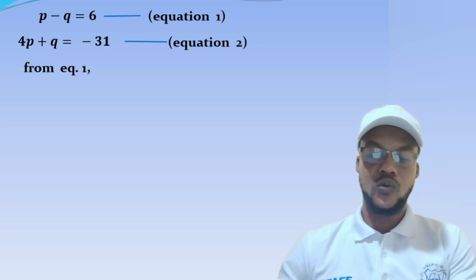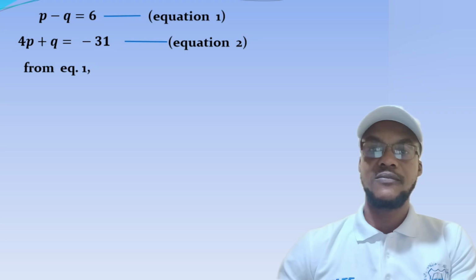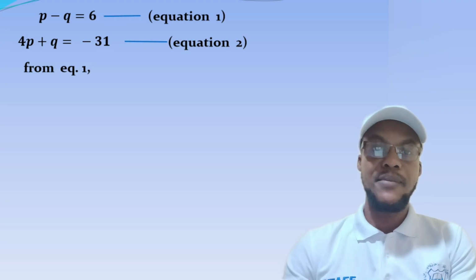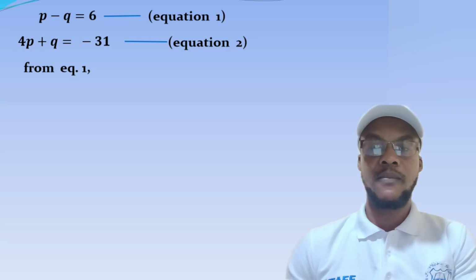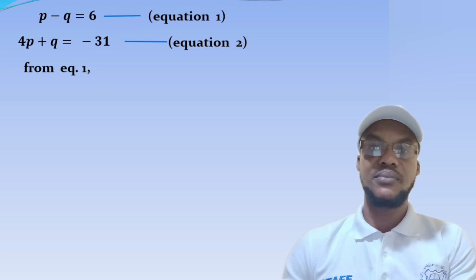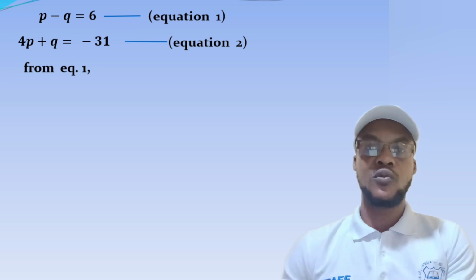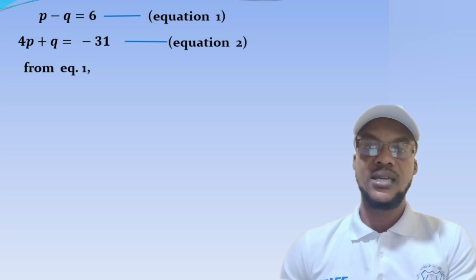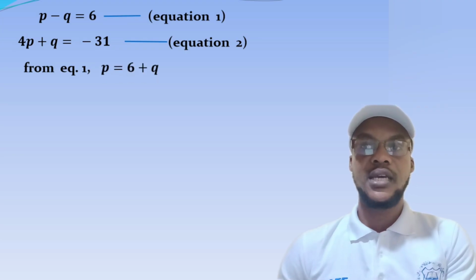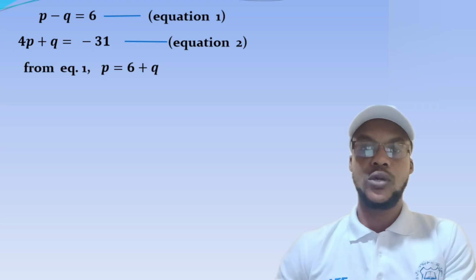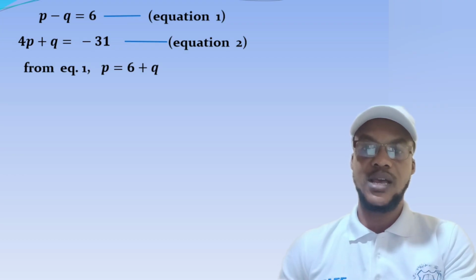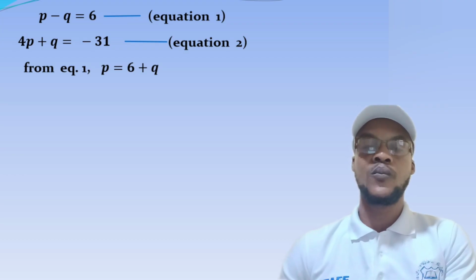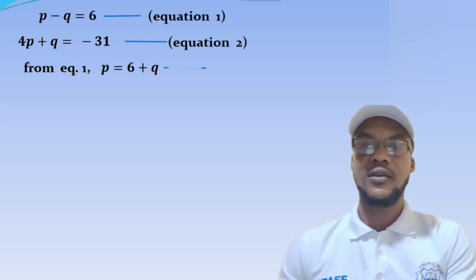Great. So from equation 1, I can make P the subject. If I'm making P the subject, then I can keep P at the left side and transpose negative Q to the right side, making it positive. So that is what I'm going to have. I have P is equal to 6 plus Q.